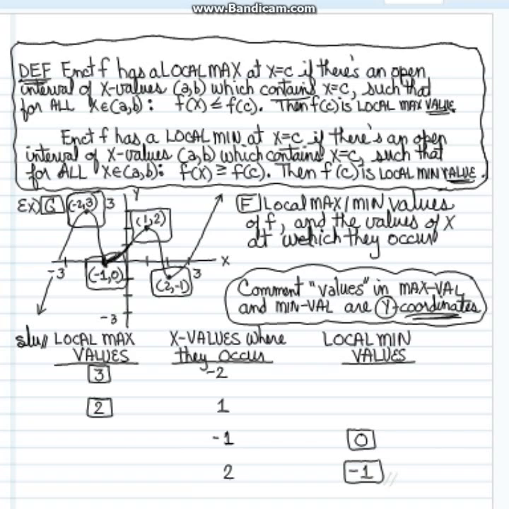Now, there's no other local max or local min, because in order to be a local max or local min, you have to be exclusive in your neighborhood. I can't find any other point to put a neighborhood around and say, hey, you're the highest one here or you're the lowest one here. It doesn't happen anywhere else but those 4 neighborhoods that I drew. And 2 of them are local maxes and 2 are local mins.